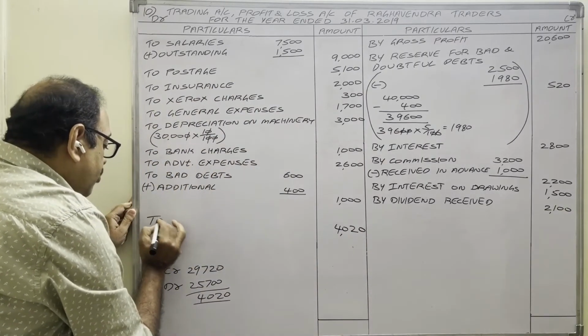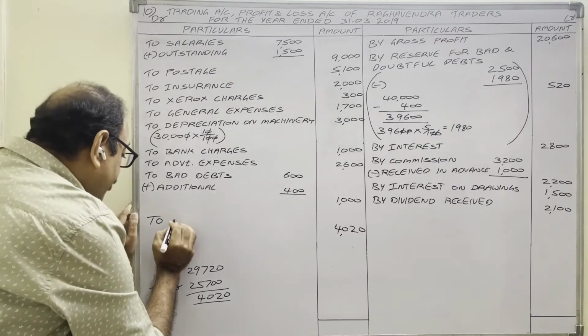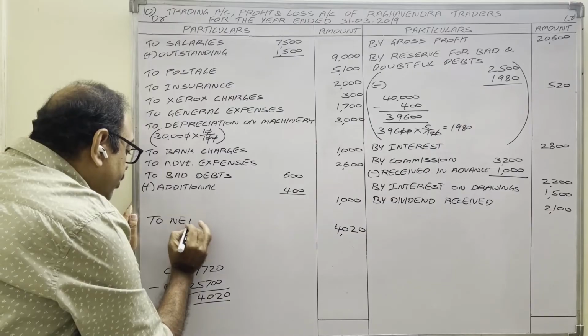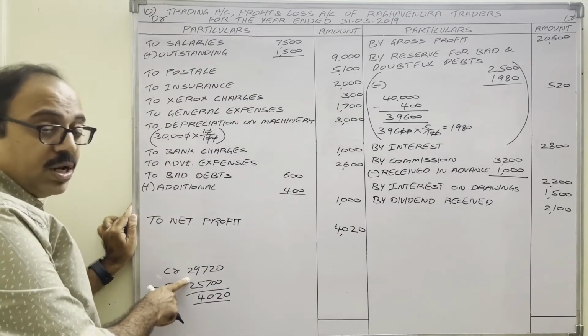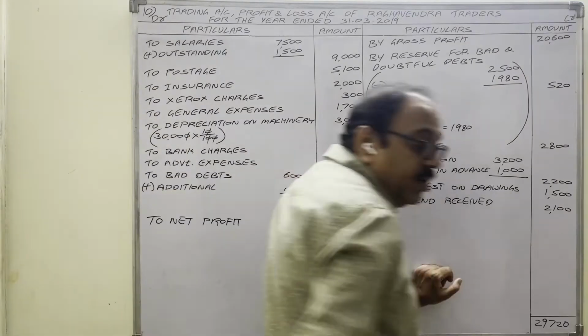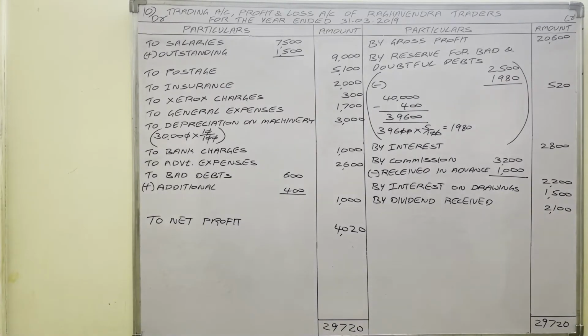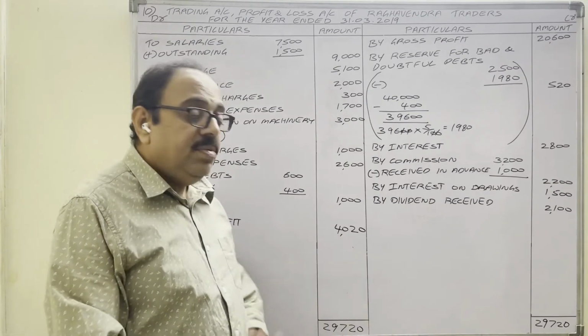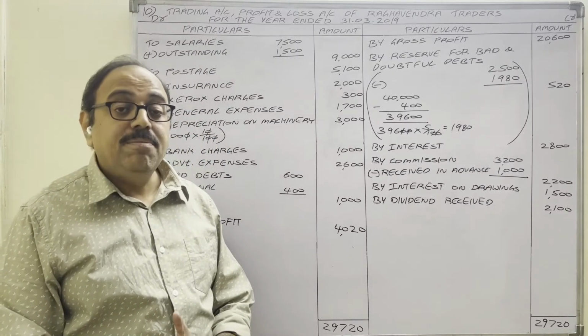For this answer, what to write? In trading account we wrote gross profit. In profit and loss account we have to write net profit. To net profit. Of the two side totals, the highest total we should write. Credit total is highest, no? 29,720. Two sets. Take a screenshot of profit and loss account. So close the table. Trading account, profit and loss account, both are completed. Next, balance sheet.